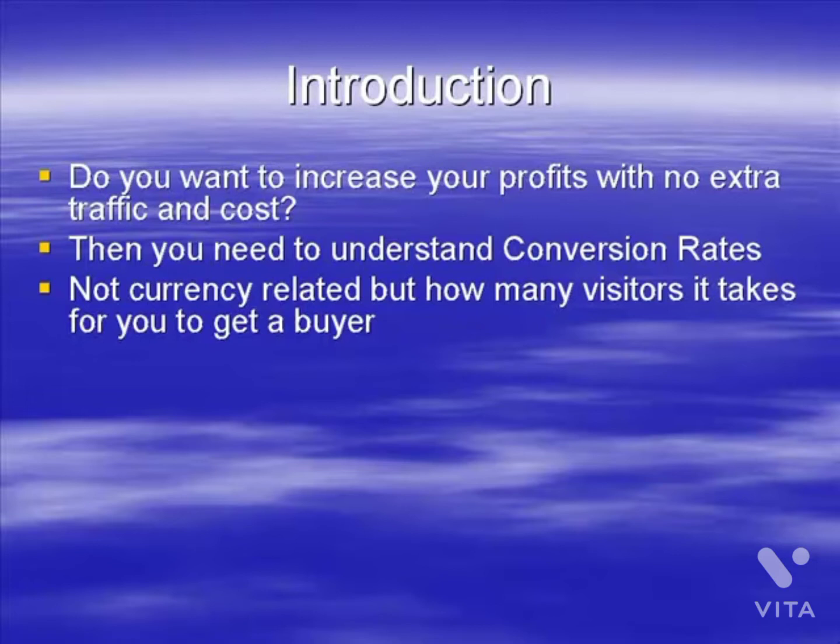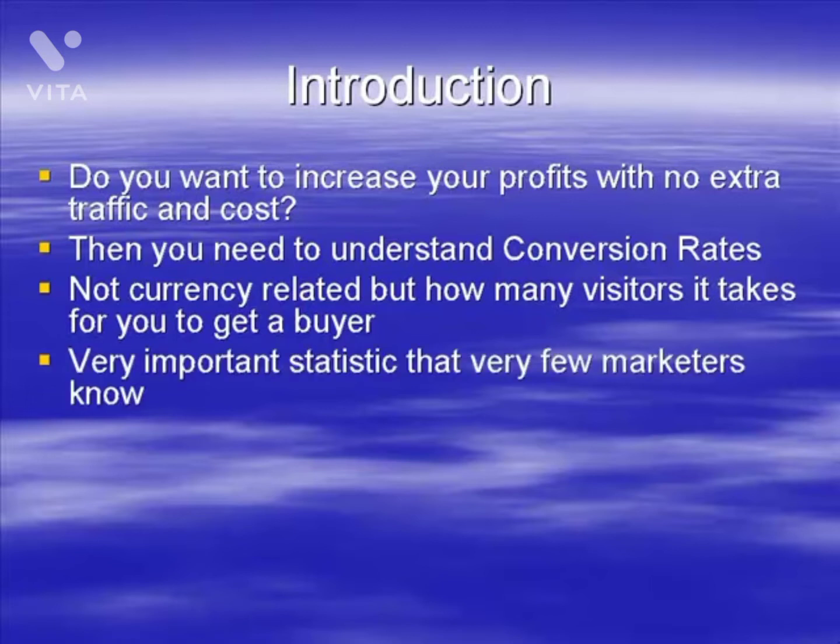So if you get 10 visitors a day, that means once every 10 days you may sell something. If you get 100 visitors a day, that means every day you might sell something. But what if instead of 1 in 100 buying, it was 2 in 100? If 2 in 100 bought, you've suddenly doubled your profits. So you can see this is a very, very important concept for you to understand.